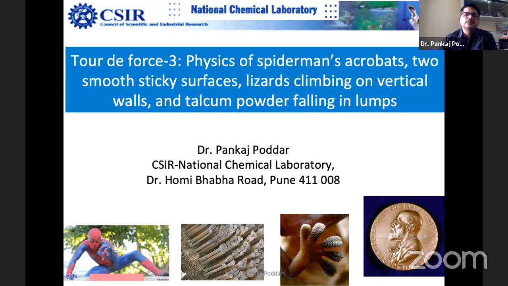But we are science students, so we can't just say two smooth surfaces. Smooth is not a scientific term. Stickiness is not a scientific term. When we say stickiness, we have to give some numbers, right? As a scientist, we are supposed to give some numbers. Can we numerically quantify the stickiness? Can we quantify the smoothness? How sticky is the sticky? How smooth is the smooth? These questions are not easy to answer if you go into detail.